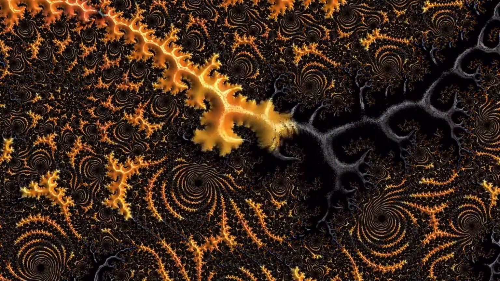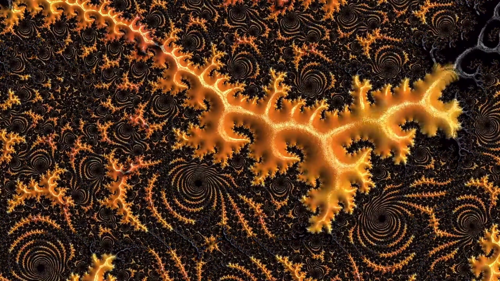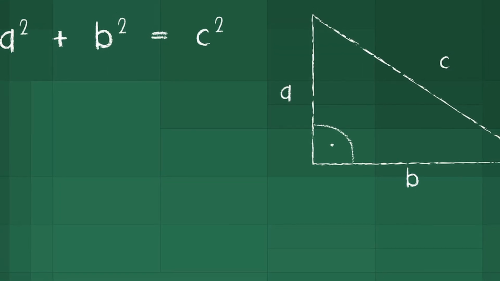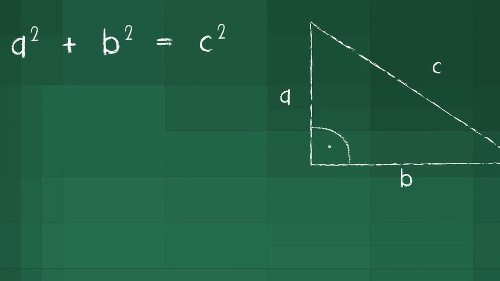This theorem has been a fundamental part of mathematics for thousands of years, and we'll be exploring what it is, how it works, and some practical applications. So, let's get started. What is the Pythagorean theorem?